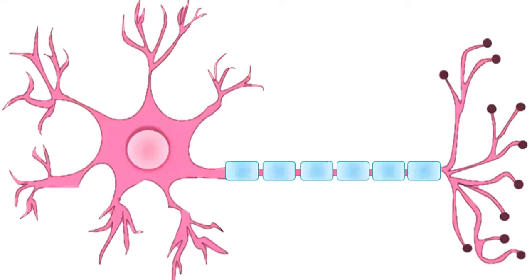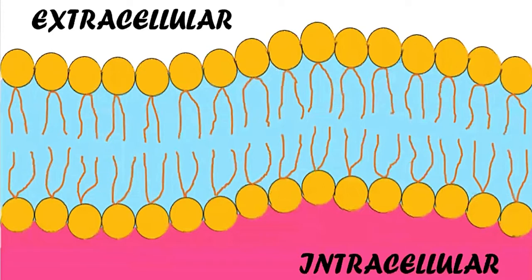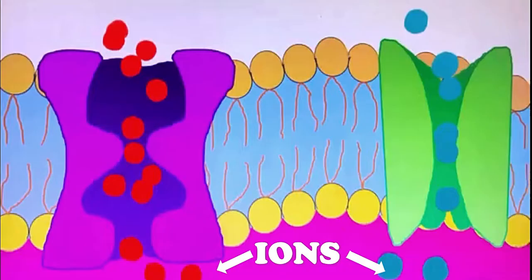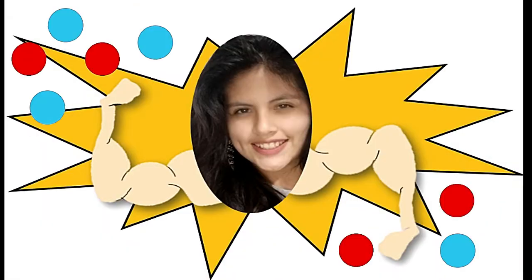Here we have one of the most interesting cells, the neuron, and this is its cell membrane. Outside of the cell, we have the extracellular fluid, and inside we have the intracellular fluid. We also have channels through which ions can move from one fluid to another. And let's focus on two forces that influence the movement of these ions.